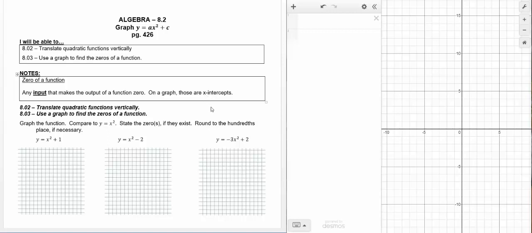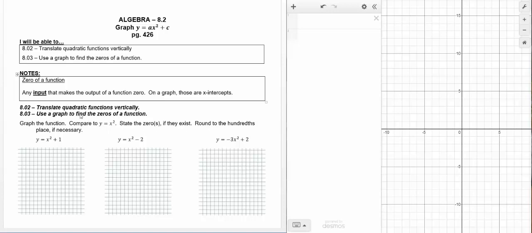In this video, we're going to graph quadratic equations. Those are equations where y is equal to x squared plus something else. We're going to graph some relatively basic ones. We're going to compare them to the most basic, or the parent function.